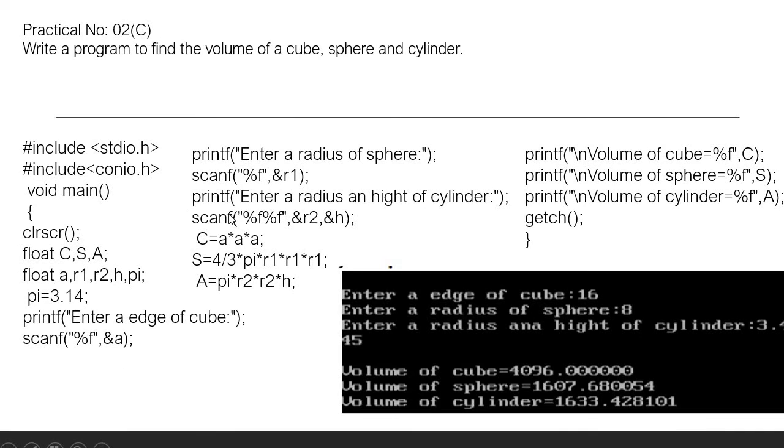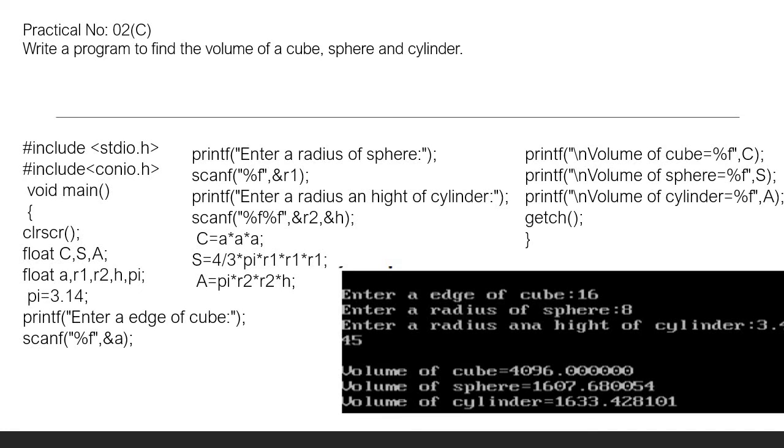Once you are initializing your variables, we have to use the process. So these are my formulas to get the volume of cube, volume of sphere and volume of cylinder. And once you are processing your data, we have to mention the output function, that is printf: volume of cube, volume of sphere and volume of cylinder. And accordingly, I will get my answer.